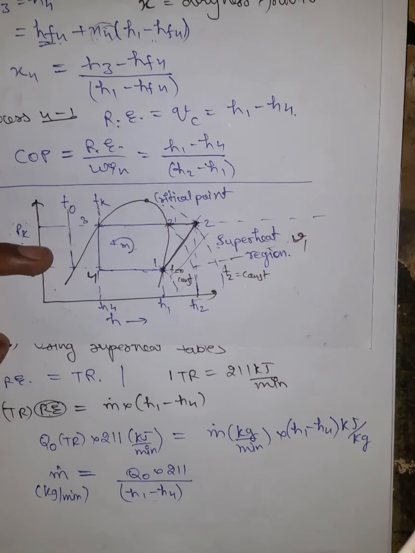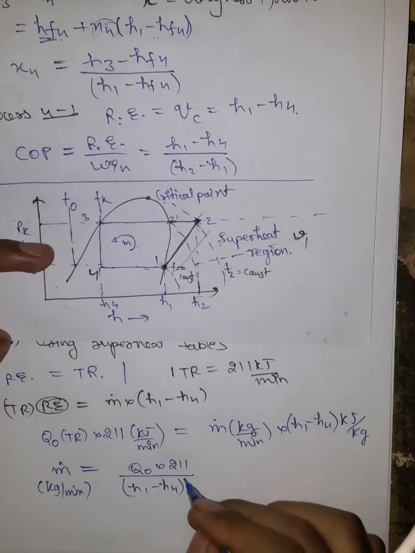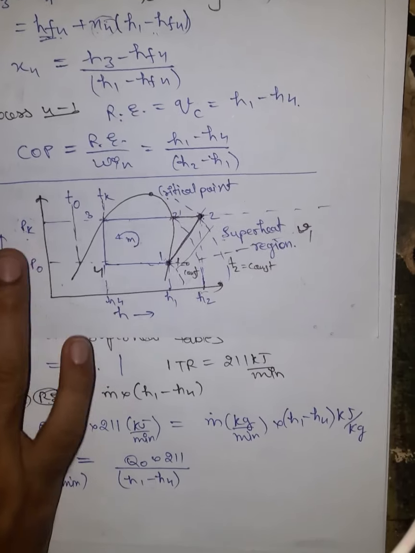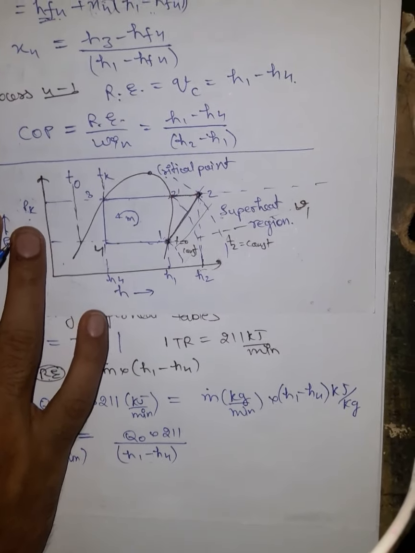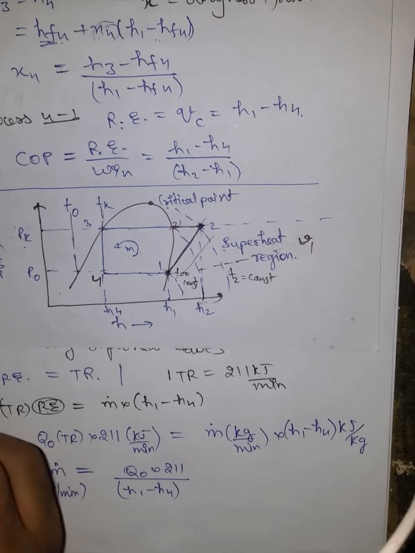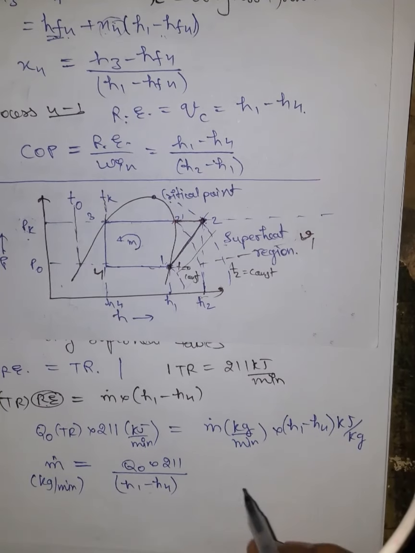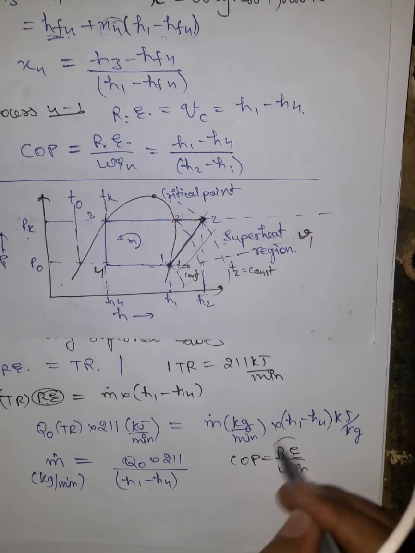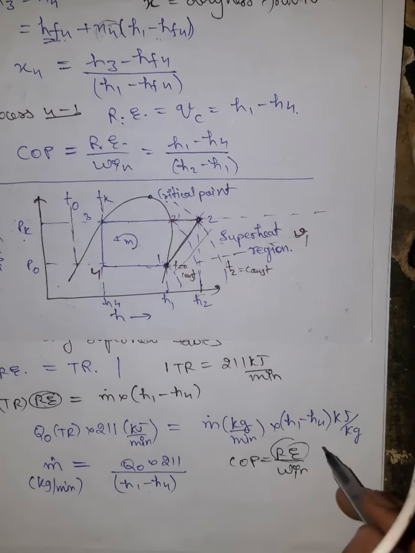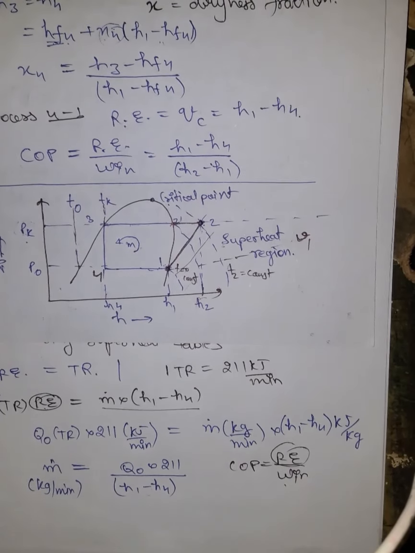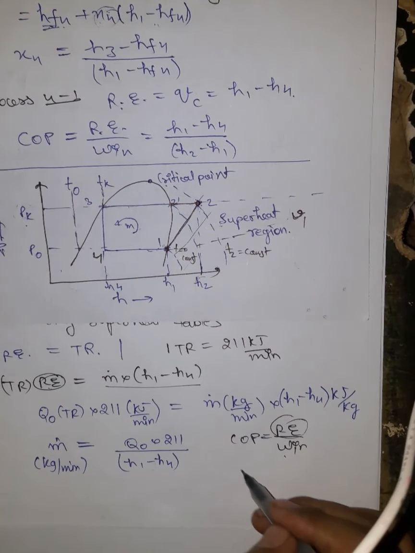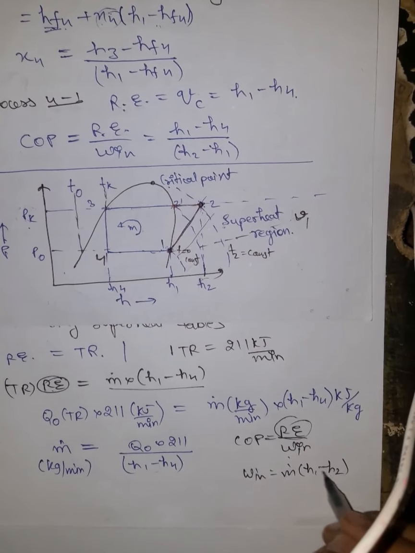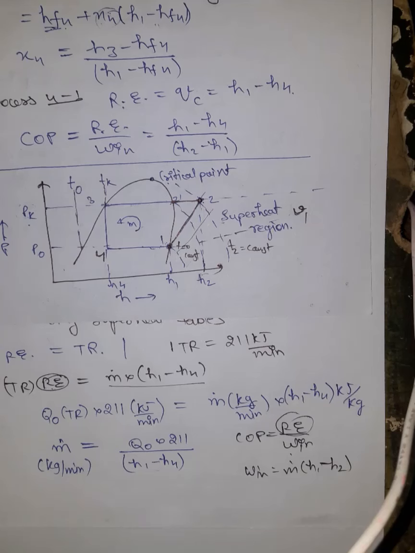So this is the simple formula, and if you want to convert this mass flow rate into per second, just divide this by 60 because we have it per minute here. The second thing is COP. Just put this Q naught in the COP formula, which is refrigerating effect upon work input. You can calculate the refrigerating effect from this formula, and the work input also from its formula, that is m dot into H1 minus H2. Take care of the units that you use here.